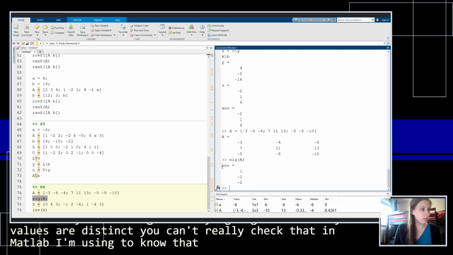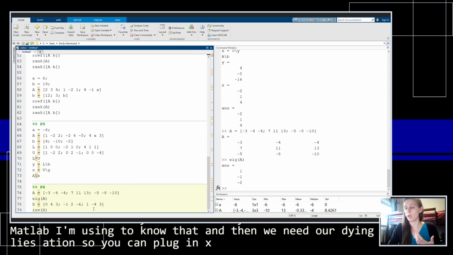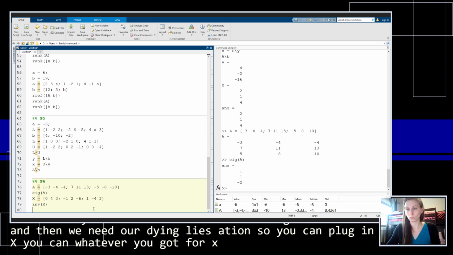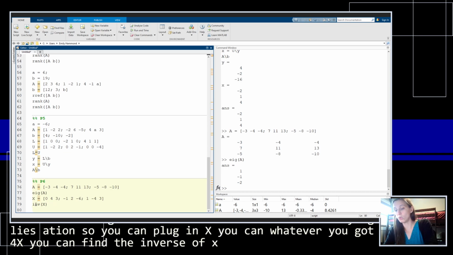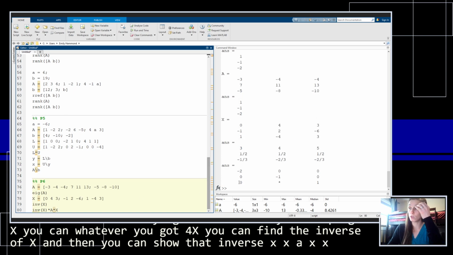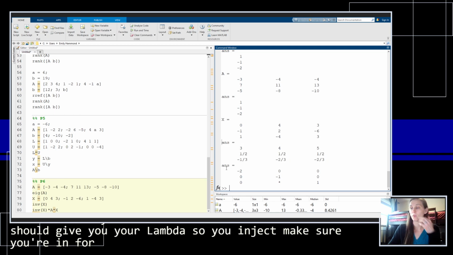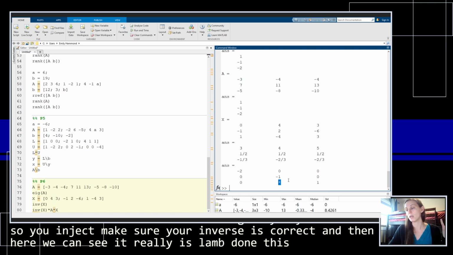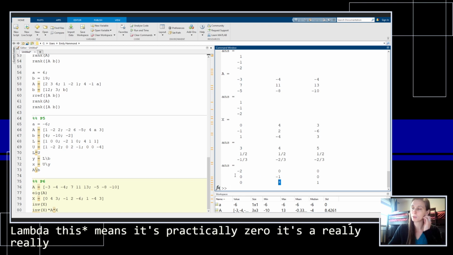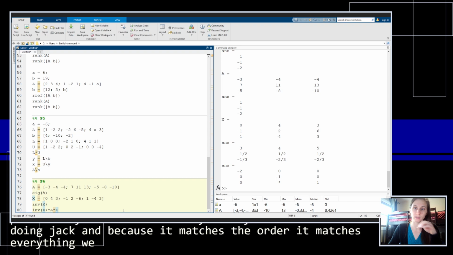And then we need our diagonalization. So you can plug in x. Whatever you got for x, you can find the inverse of x, and then you can show that inverse of x times a times x should give you your lambda. So you can check to make sure your inverse is correct. And then here we can see it really is lambda. This asterisk means it's practically 0. It's a really, really small number. So we can check and we can say, yep, it matches the order. It matches everything we got.